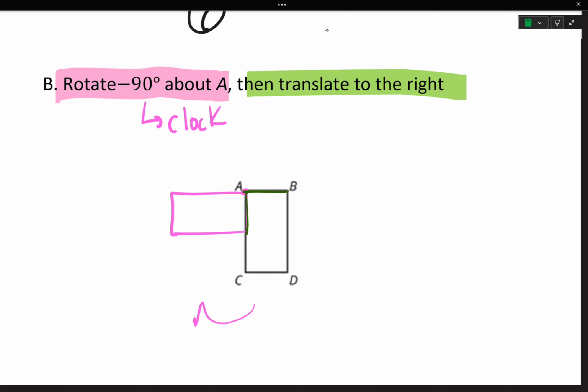Right, there's B, there's D, and there's C. Okay? And then we're going to move it to the right. Well, I never said how far to the right, so I'm going to go all the way over here. To the right. Gorgeous.